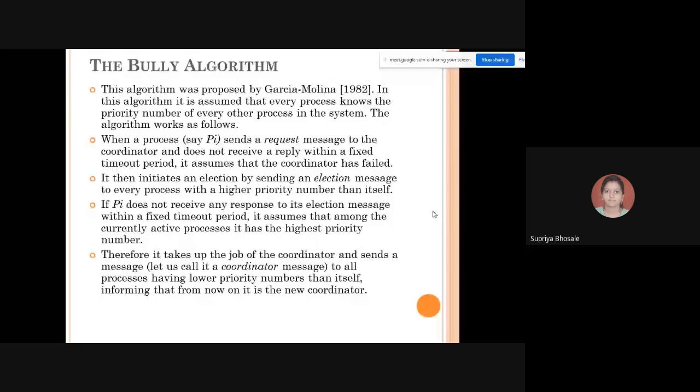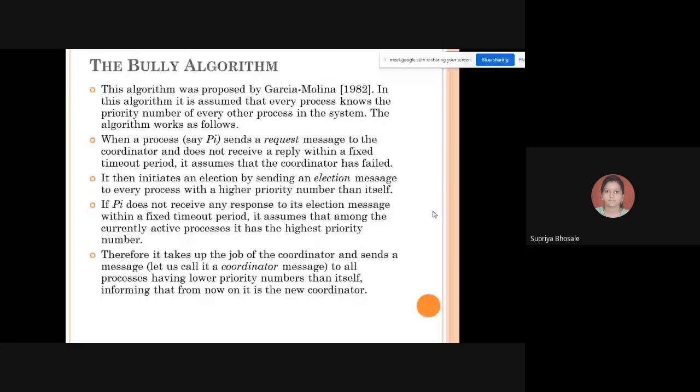If Pi does not receive any response to its election message within a fixed timeout period, it assumes that among the currently active processes, it has the highest priority.